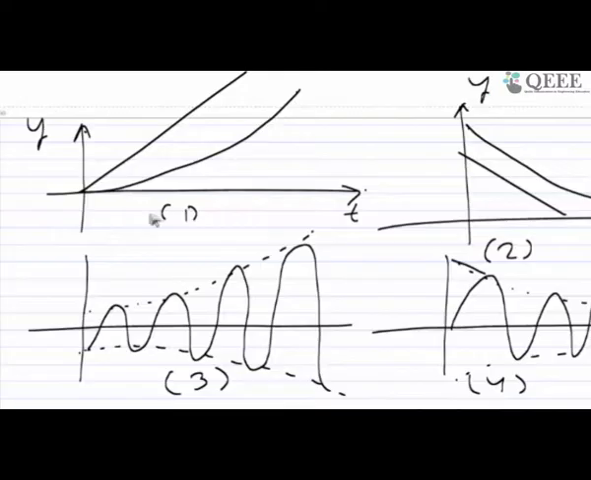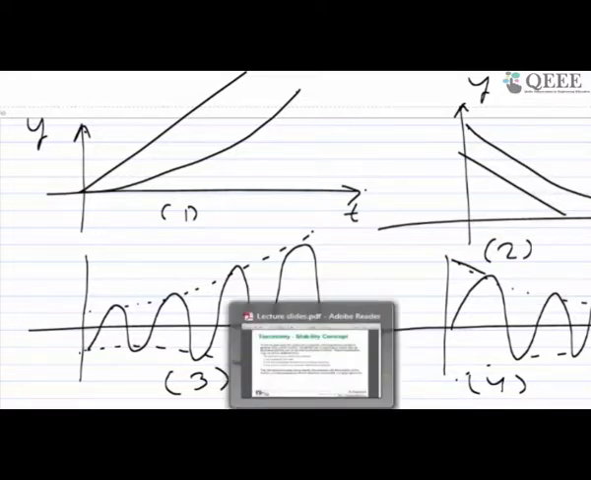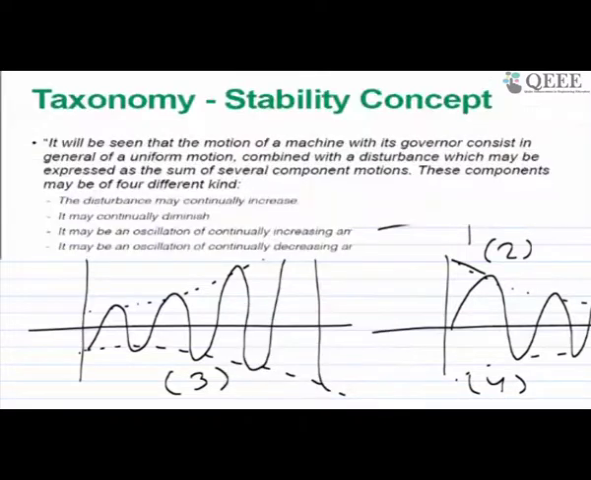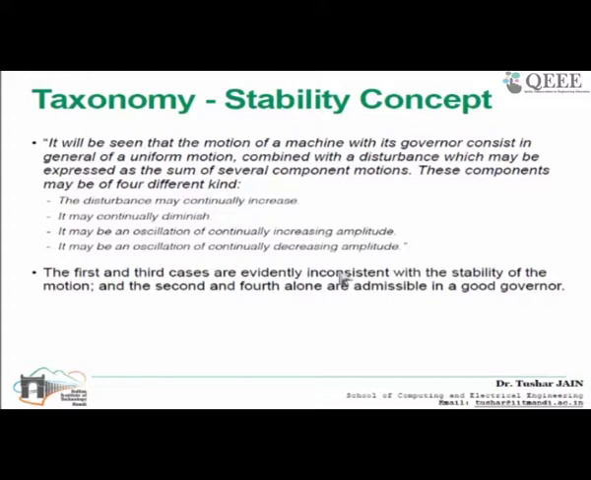Why? Because if you see here, the response is continuously increasing. So when the time t tends to infinity, the response will tend to infinity, right? For this case and for this case as well. And opposite to these, the second and fourth show that our system is stable when we visualize just the responses. We haven't done any computation so far, but we'll come on to that. The second and fourth alone are admissible in a good governor.